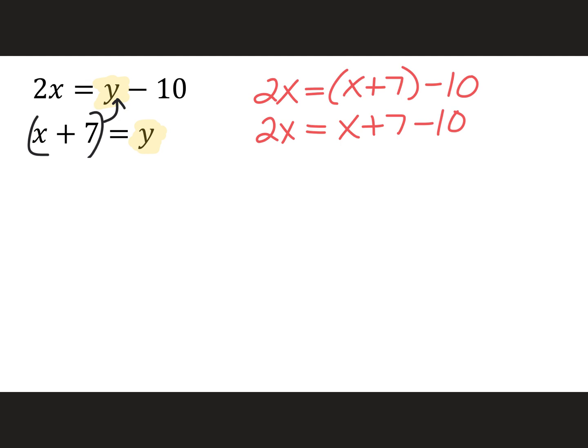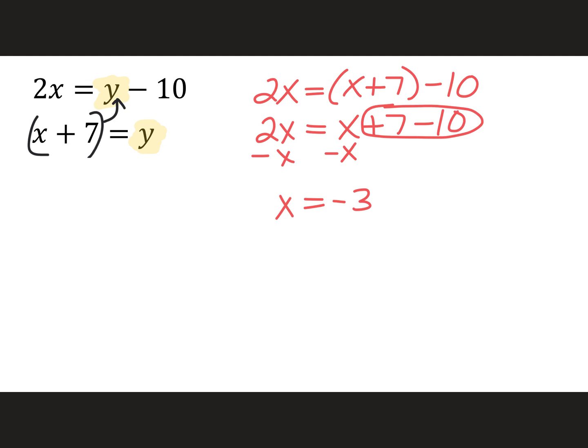All right, let's finish this up. Again, I'm going to do 2 things at once. I'm going to get rid of the x on the right-hand side. So 2x minus x is an x. And at the same time, I'm going to simplify this expression. 7 minus 10 is negative 3. Oh, wow, I'm done. X equals negative 3.